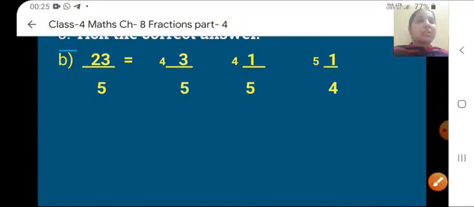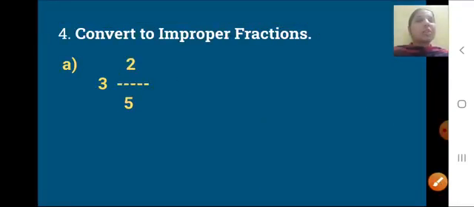Now children, let's see the next question. Question number 4 is convert to improper fraction. A mixed fraction is given, that is 3 whole 2 upon 5, and we have to convert it to improper fraction.